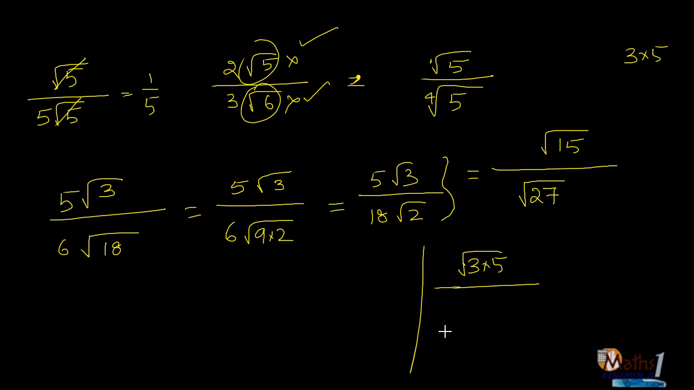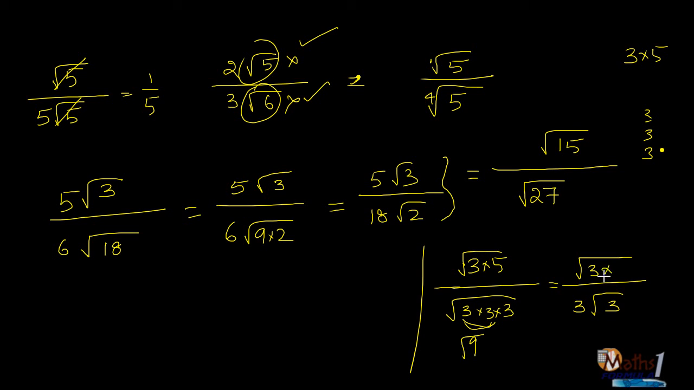So 27 is 3 into 3 into 3. 3 3 is a 9, 9 3 is a 27. So that will be 3 into 3 into 3. But 3 into 3, 3 square, which is 9. Square root of 9 is 3. So that means 3 can come out. 3 into 3 is 9. Square root of 9 is 3. 3 comes out, and one more 3 is left. In the numerator, I still have root 3 into 5.